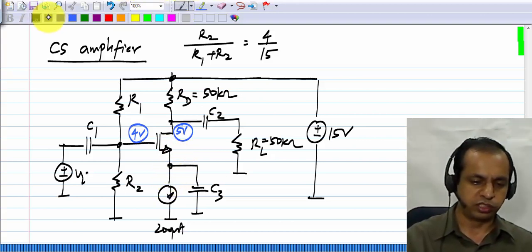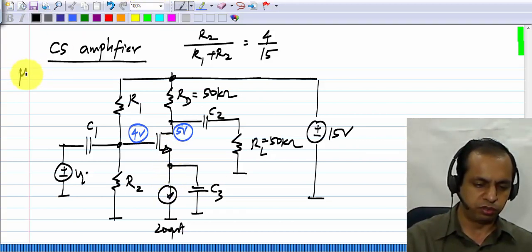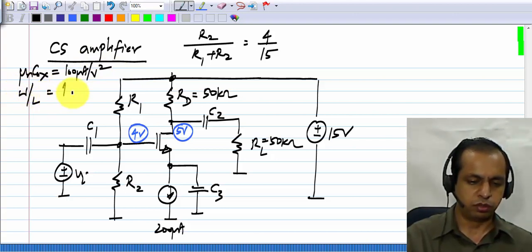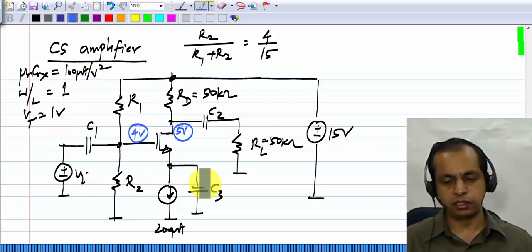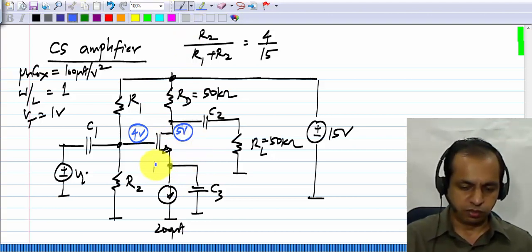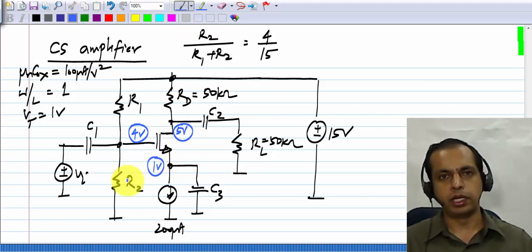I am still assuming the same transistor as I've always assumed, which is a transistor with mu n Cox of 100 microampere per volt square and W by L of 1 and a threshold voltage of 1 volt. So this means that for a 200 microampere bias current, the gate source voltage of the transistor will be 3 volts and the source is at 1 volt.